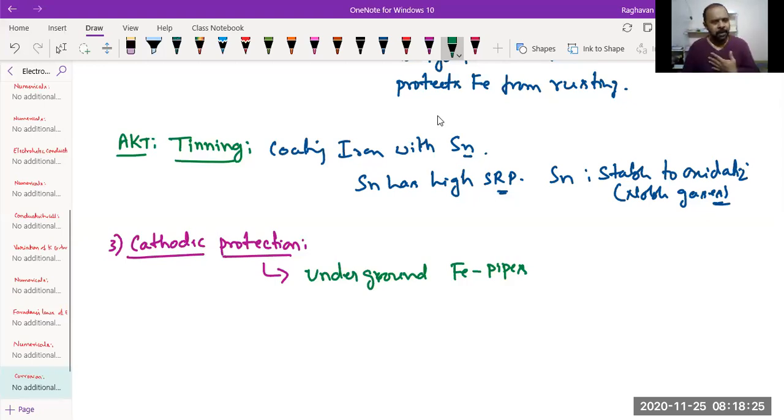So previously, when underground pipes were completely iron pipes carrying water or gutter water, what would happen? Iron undergoes a faster rate of corrosion in presence of dissolved electrolytes, especially in effluent water coming out of the industries or domestic waste. The iron pipes undergo rapid corrosion. Electrolytes catalyze the corrosion.